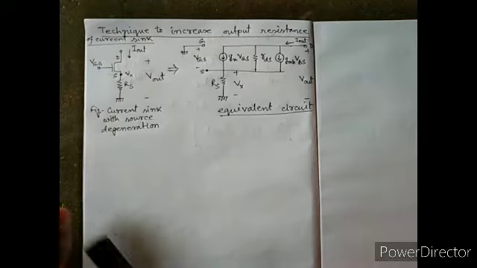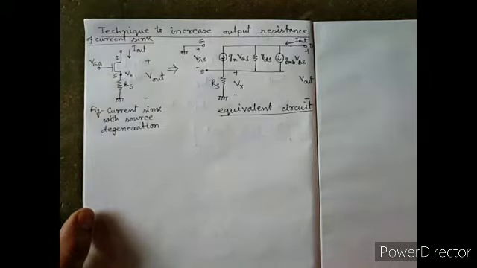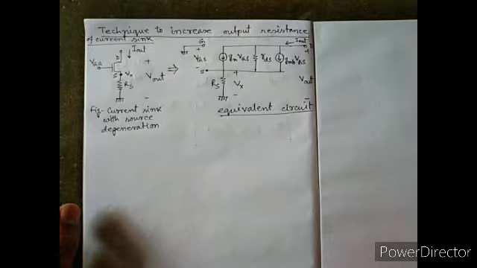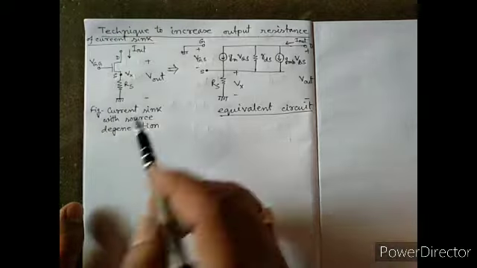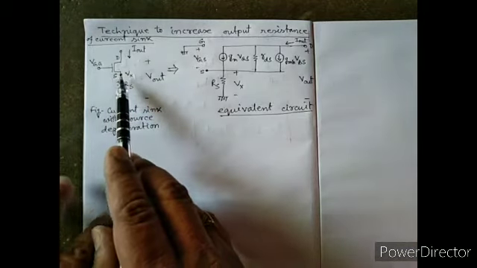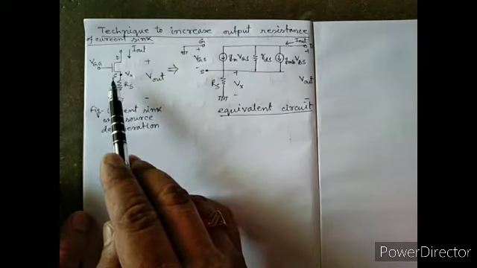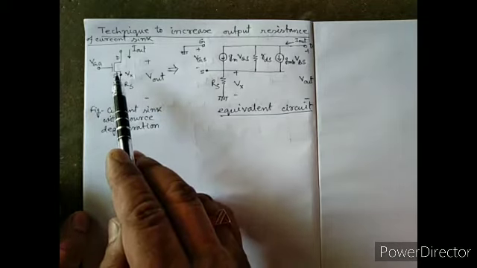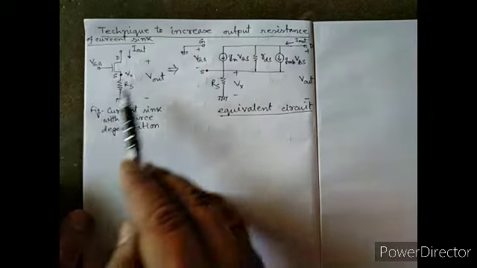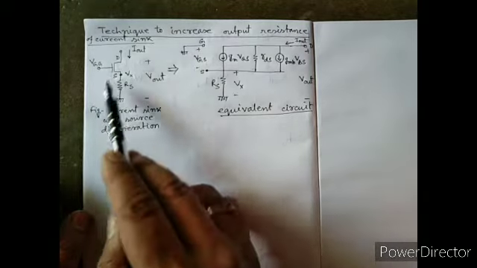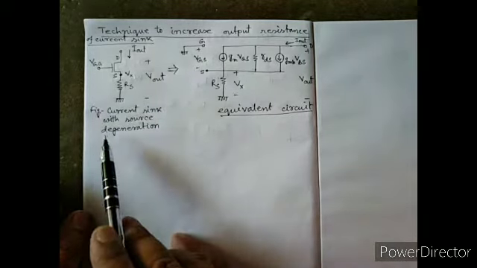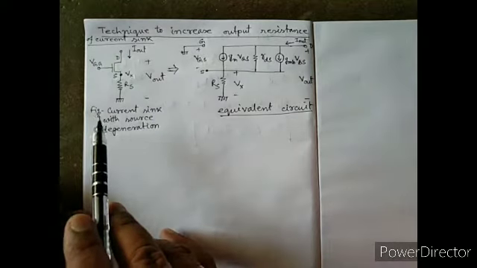Hello friends, today we are going to discuss the technique to increase the output resistance of a current sink. Previously we came to know the NMOS used as a current sink. Now how can we increase the output resistance? In this figure, this is a current sink with source degeneration.